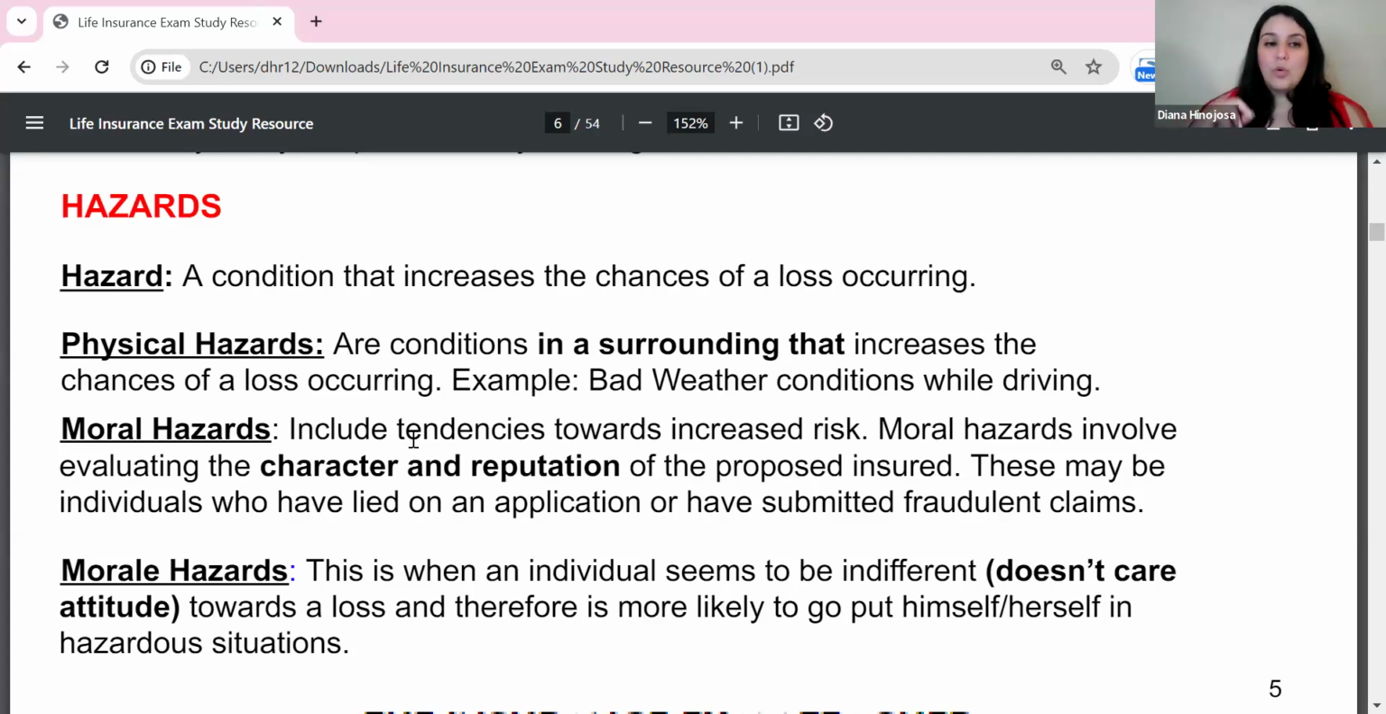The next one, the morale hazard, the morale with an E, morale versus moral. Morale is the person that does not care. This guy's like, YOLO, who cares if it's raining really bad right now? Everybody's going 40 miles an hour. I'm just going to speed on through, go 80, 90 miles an hour. I'm going to get there faster. I'm going to get home. Forget all these other people.